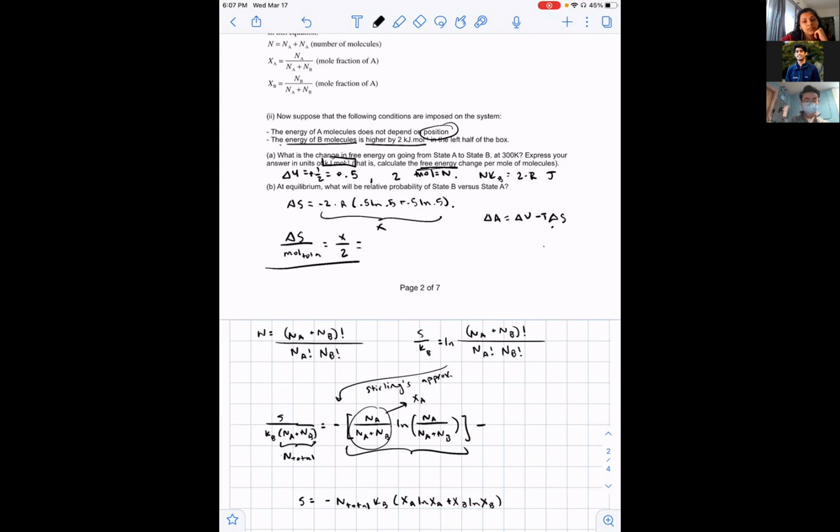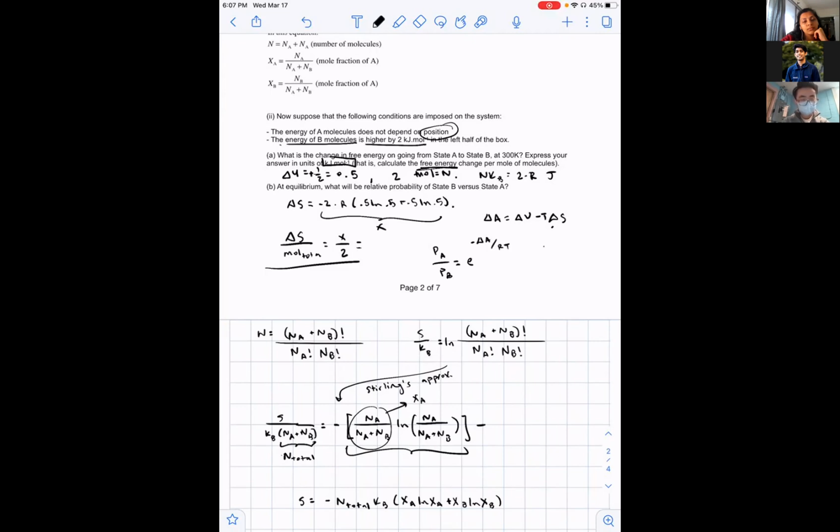Cool. So now for part 3, at equilibrium, what is the relative probability of state A over state B? We know P of A over P of B, and this was also derived. This is in the lecture slides. It's equal to e to the negative delta A over RT.